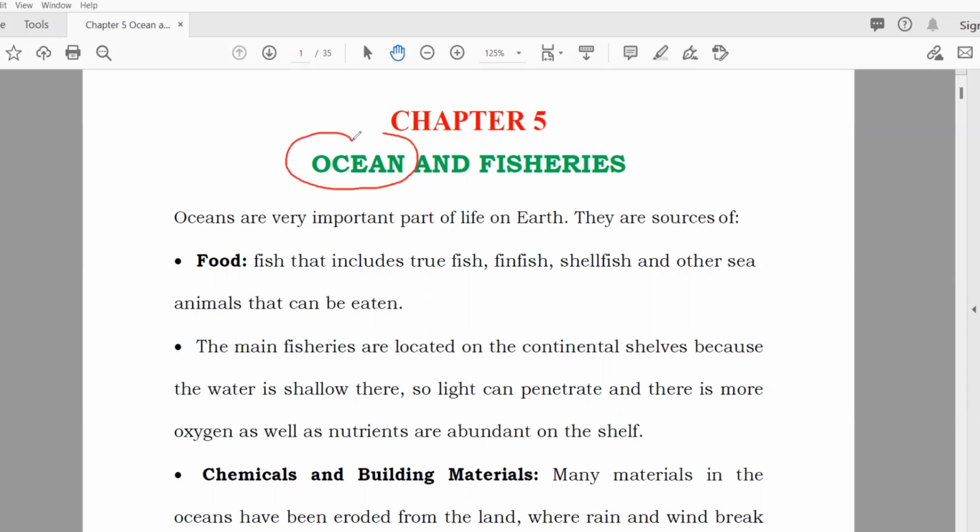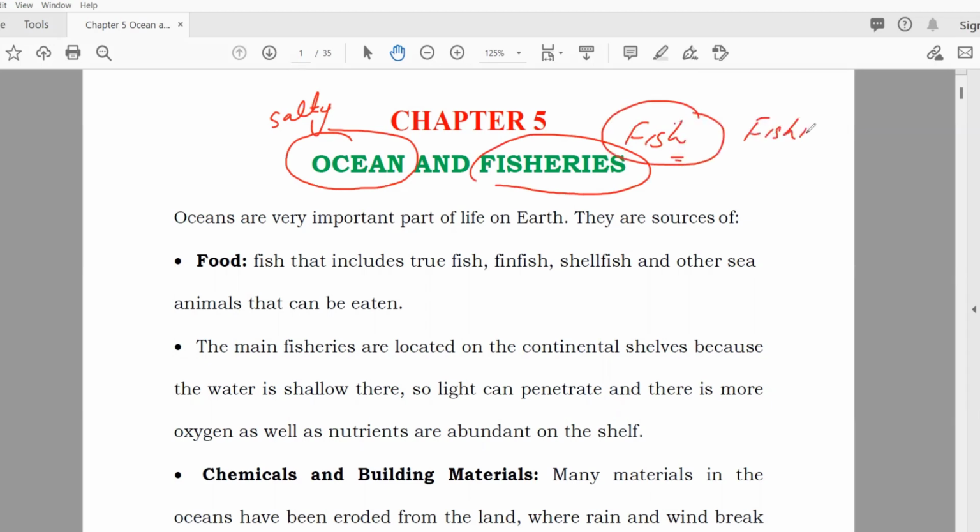If you see the ocean, ocean means the water body, and this water is which water? Salty water. And fisheries, you know, comes from the word fish. In this, we are talking about fishing and the factors which are going to impact the fisheries.